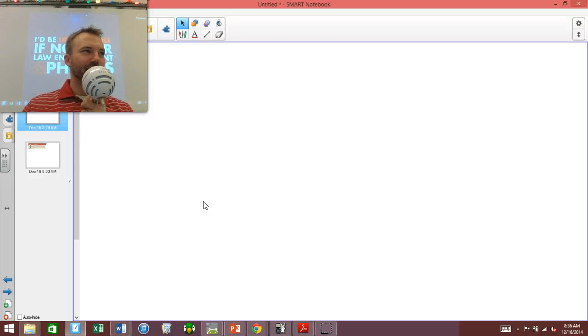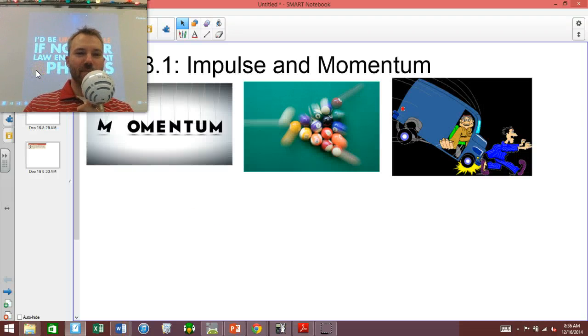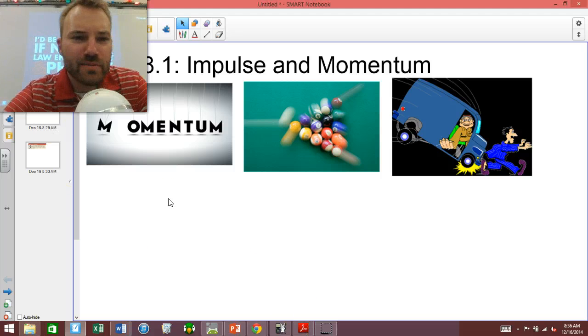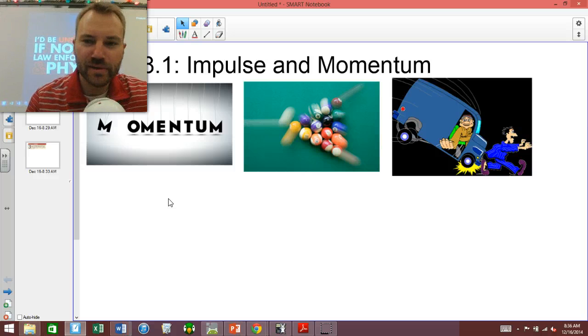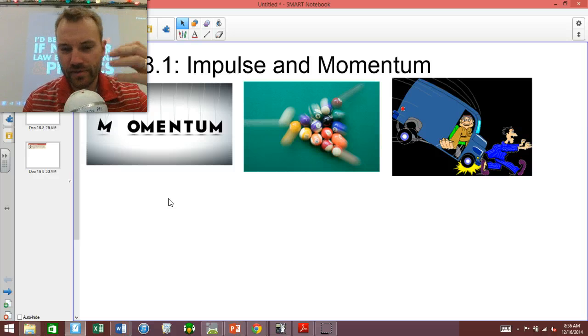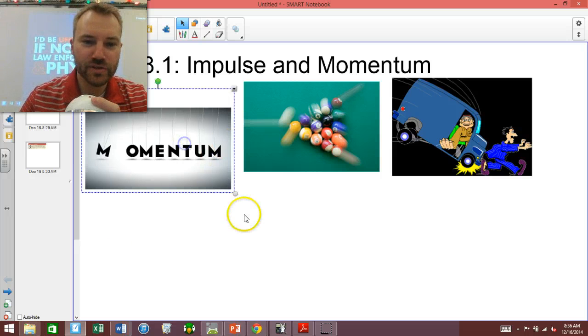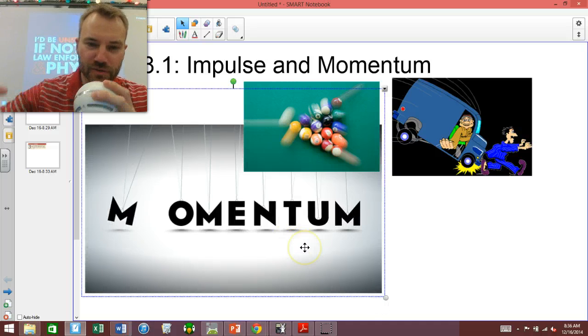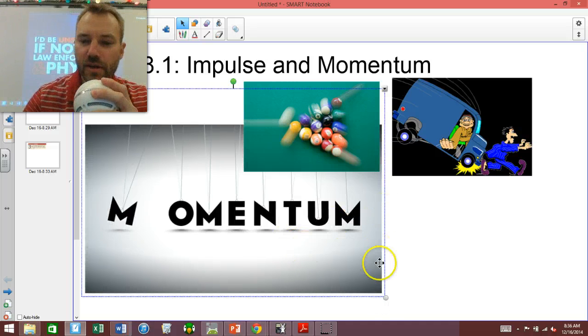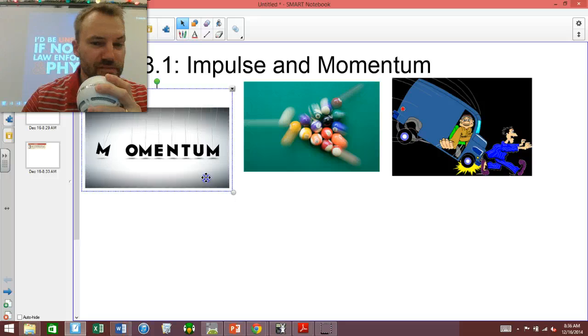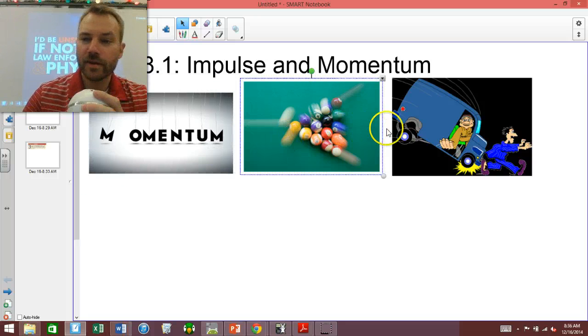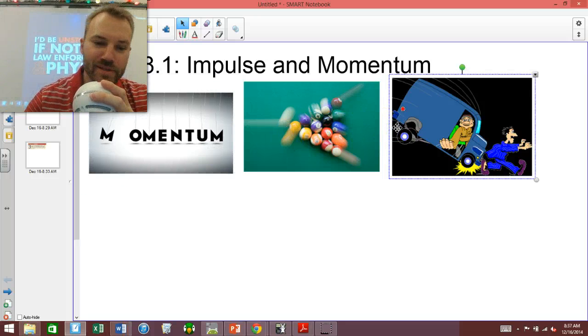Welcome, ladies and gentlemen. We are going to be talking about impulse and momentum. Impulse and momentum deal primarily with things colliding or things separating. So this is a classic. It's called a Newton's cradle, where you have those balls, collisions. Those conserve momentum. Pool, something colliding, and then also something separating.